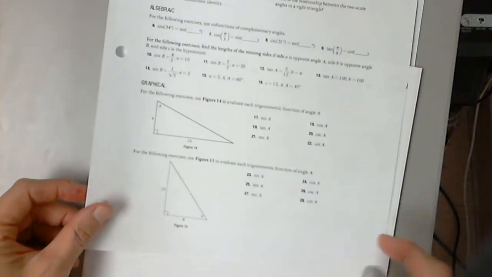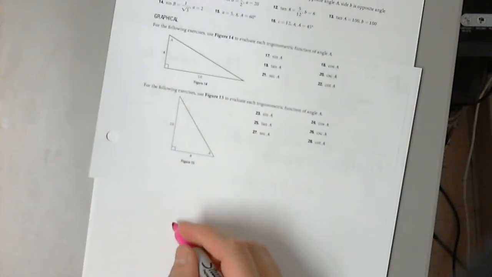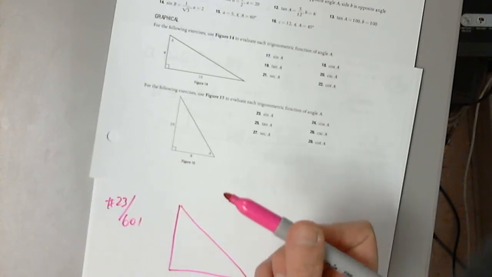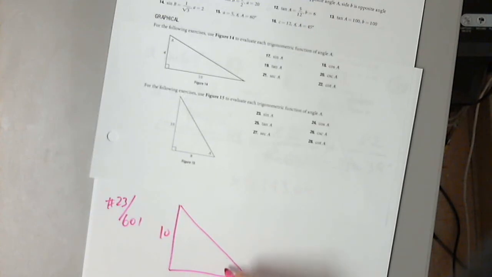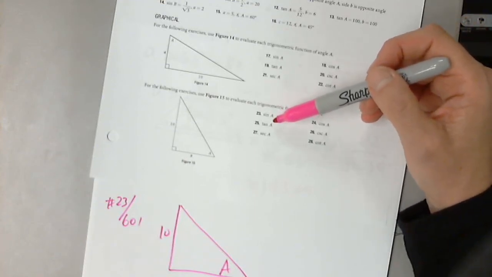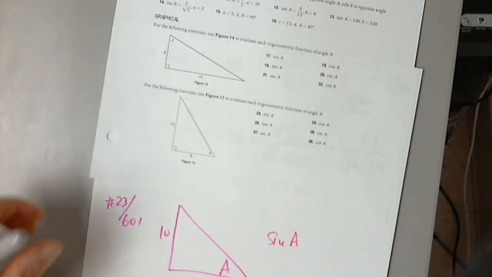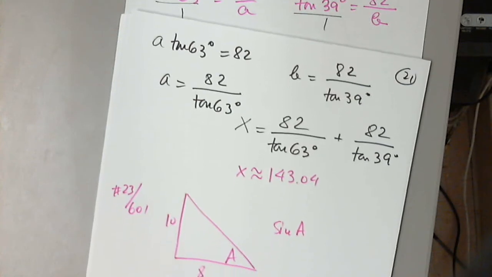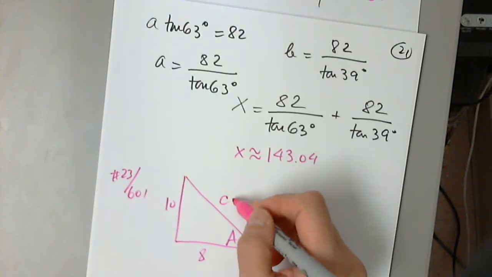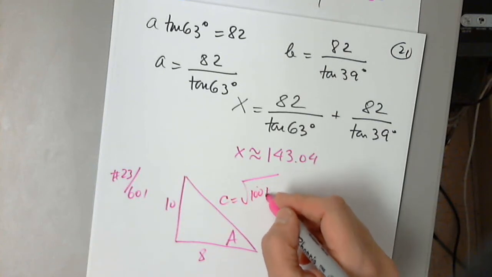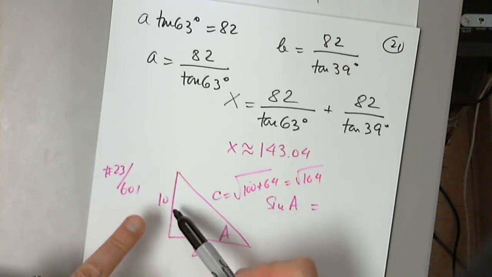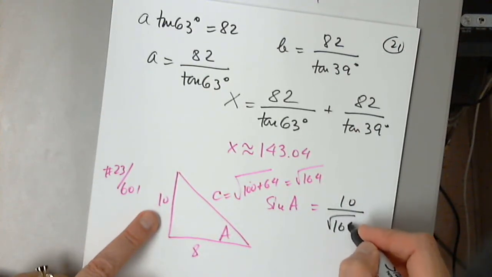a very simple problem, like 23. So 23 on 601, we are given 10, 8, and angle A. And it only says evaluate each trig function of angle A. And I just picked 23, which is sine A. But we can determine another. So sine A will be, I'm going to call this C. I can calculate it, right? C is the square root of 100 plus 64. So this is the square root of 164. So sine A is the opposite over the hypotenuse, 10 over the square root of 164.